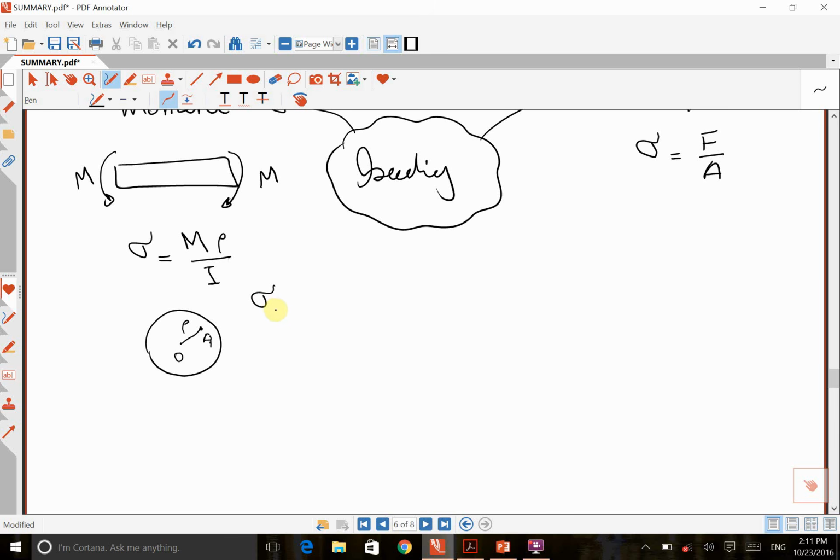So the stress at point A is the bending moment times rho over I. Since we are looking for the maximum stress, sigma max happens when rho reaches its maximum amount, which is the radius. So maximum stress is M R over I. This is what's important for us.